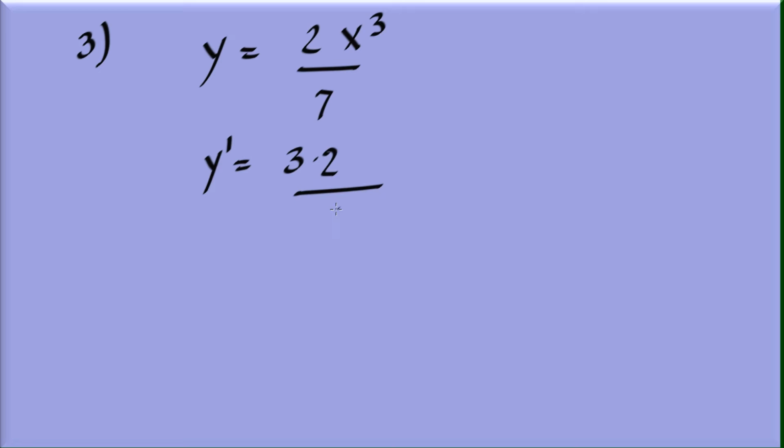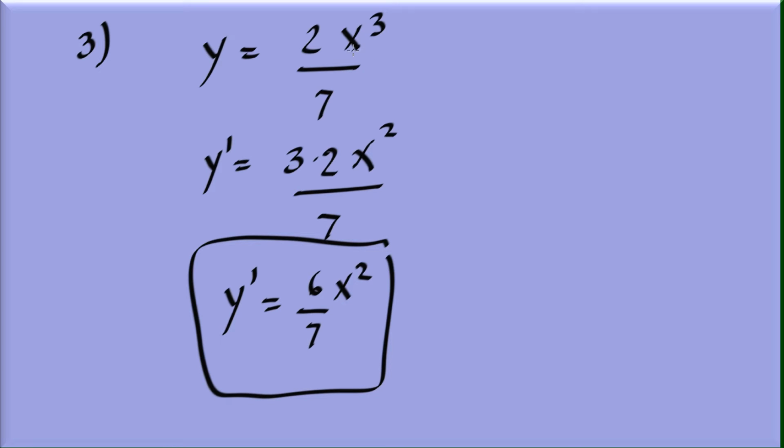Okay, take number 3. So number 3 is similar to number 1. Okay, so I want to emphasize that when the variable x appears on top, it would be best to just use the power rule. Okay, so 3 times 2, okay, over 7. This x now raised to 3 minus 1, which is 2. So your y prime is equal to 6 over 7 x squared. Variable x is on top. Okay, so just use the power rule.